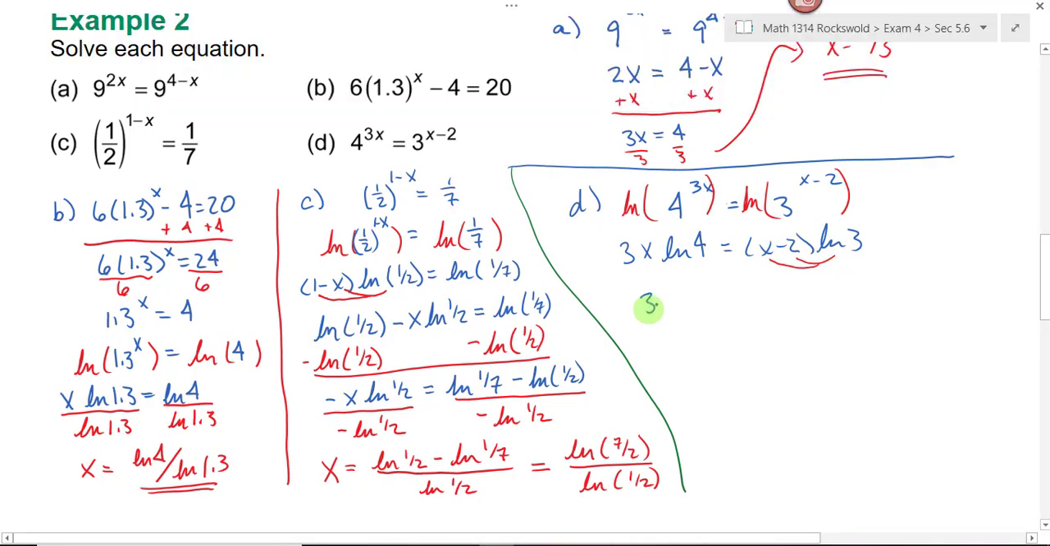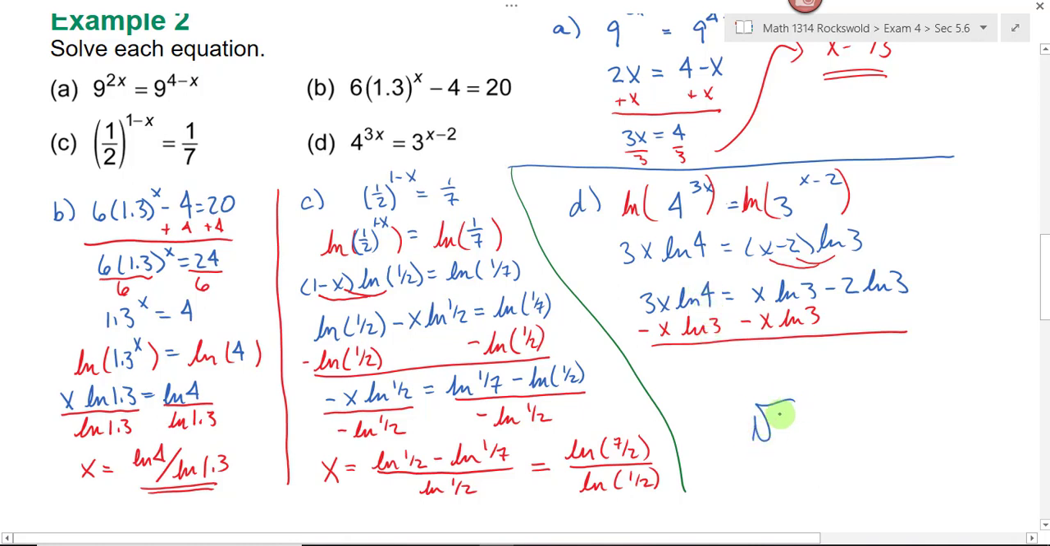And when I do that, I get 3x natural log 4 equals x natural log 3 minus 2 natural log 3. I have two x's in the problem, one on one side and one on the other. How do I resolve that? So let's subtract this x natural log 3 from both sides of the equation. When I subtract this, do I get 2x natural log 1? No, these are not like terms because the arguments are not the same.